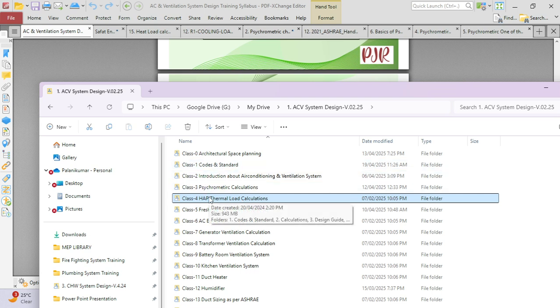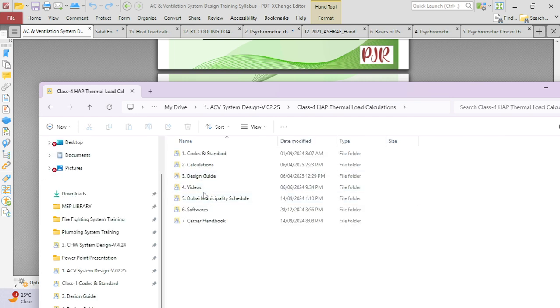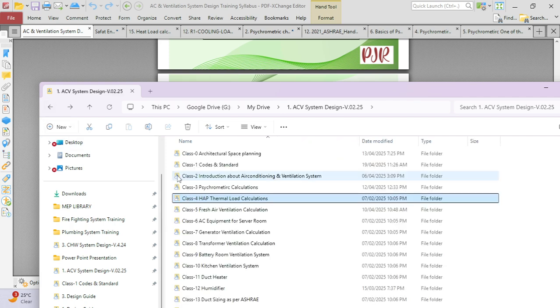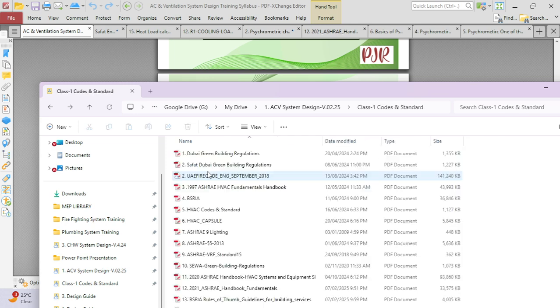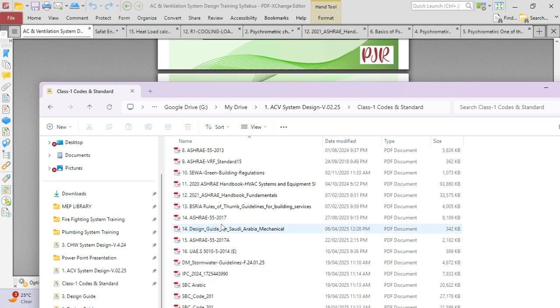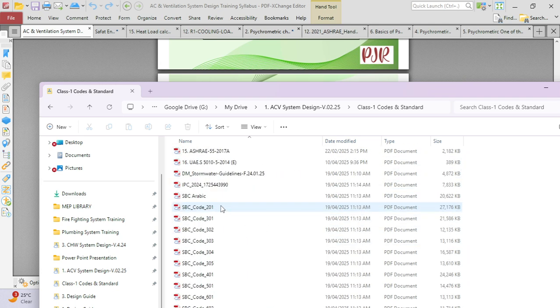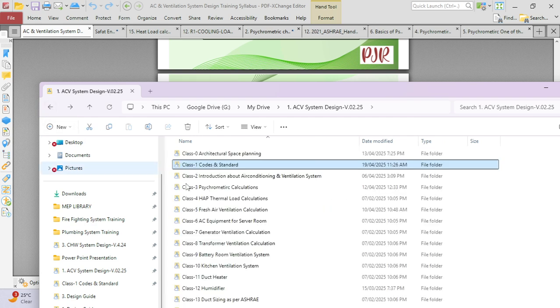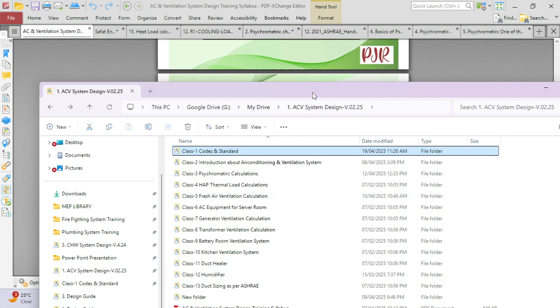If you go further inside, you have some videos, some design guidelines, some schedules, some software, career handbook, codes and standards. When I send it, download the document and keep it in your proper folder. Whatever I sent you last time, keep it in the proper folder and start opening the folders one by one and checking what is inside. Start going through each document one by one. Clear, right?